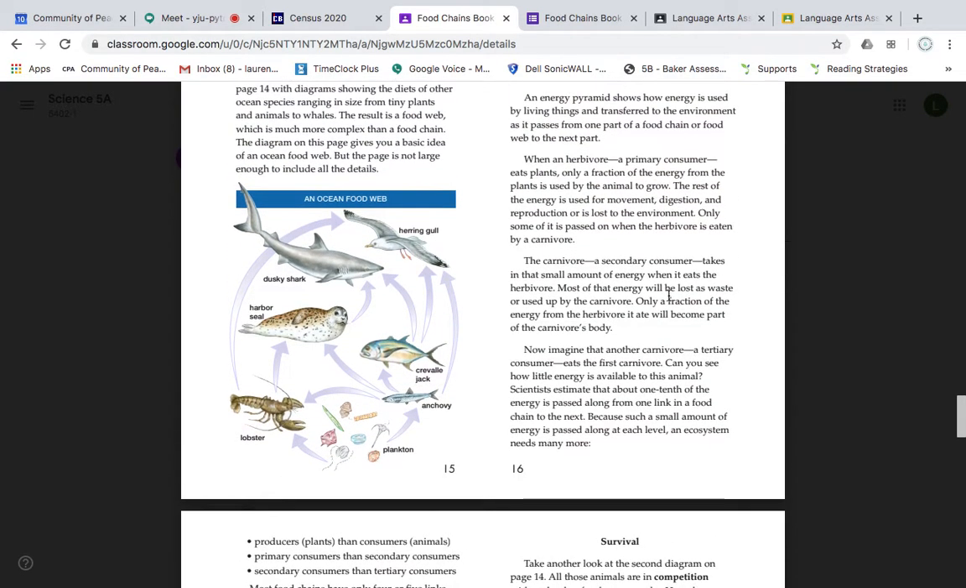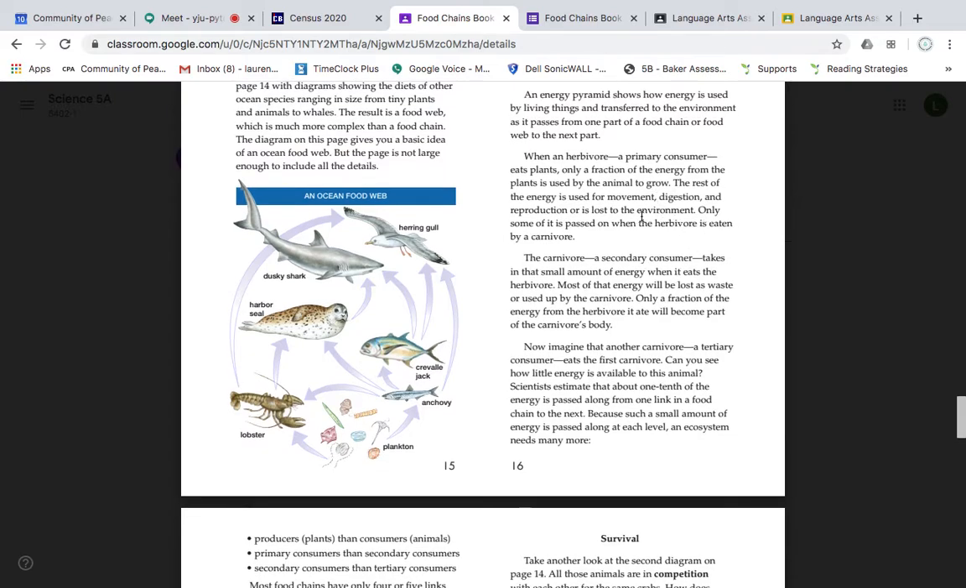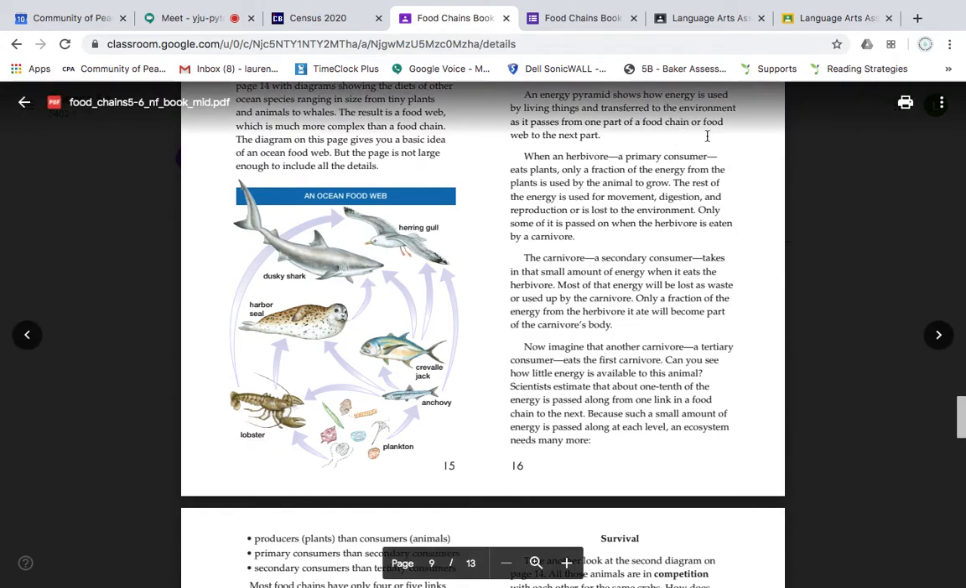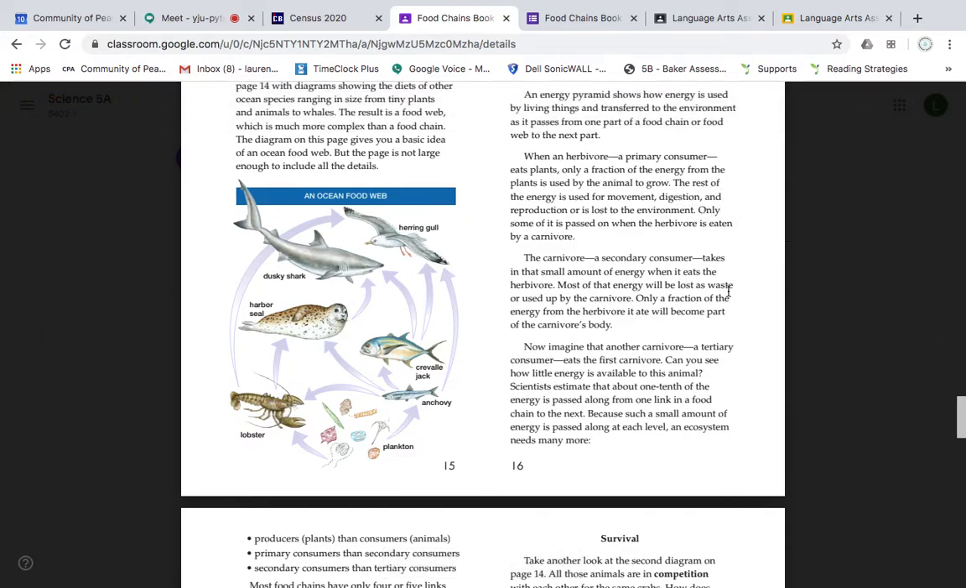Okay, so when you have herbivores, these are animals that only eat plants. They eat the plant and they only get to keep a little bit of the energy that stays with them. And then as another animal eats that animal, only a little bit less energy gets to stay with them. And then when another animal eats that animal, even less energy stays with them.